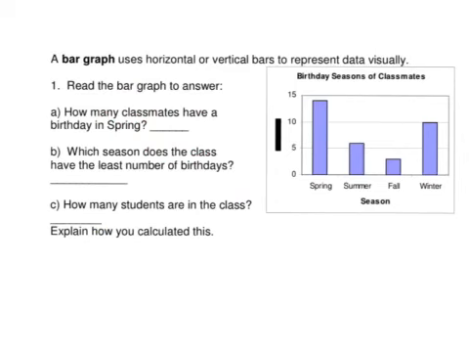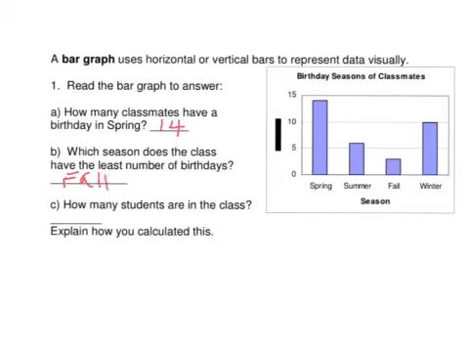Let's try to gather some information from a bar graph. Letter A, how many classmates have a birthday in the spring? Let's see here, that would be about 14, 13, 14 students. We're just counting up. Which season does the class have the least number of birthdays? That would be fall, just because it has the smallest bar.